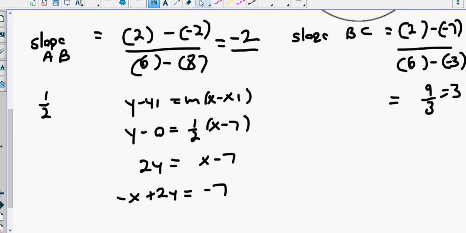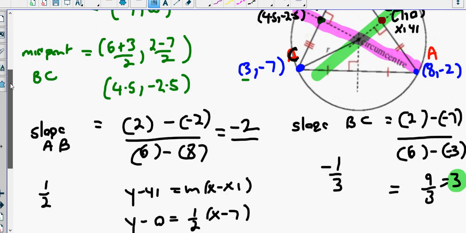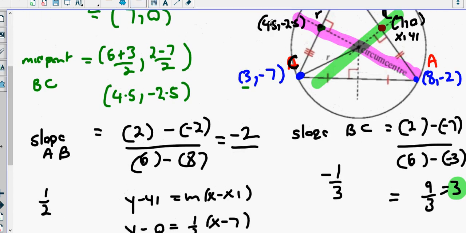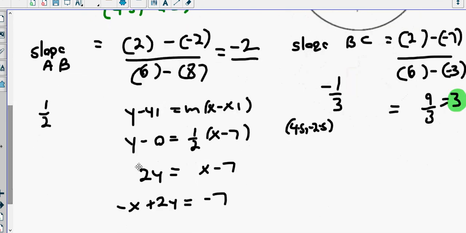The next equation I'm looking at, I need a slope that's perpendicular to 3. So what's perpendicular to 3? Minus 1 over 3. What point am I using? Well, I'm using this point here, which is 4.5 and minus 2.5.